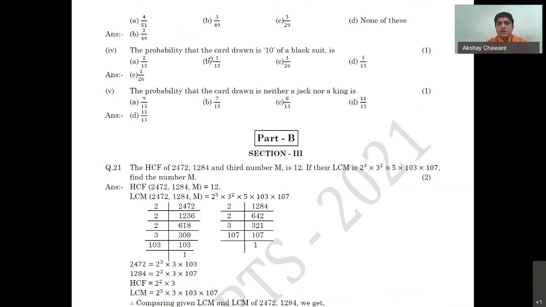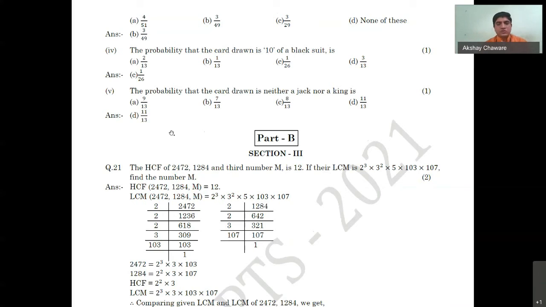The probability that the card drawn is a 10 of black suit. So 2 tens are there, and 2 by 52, that means 1 by 26. The probability that a card drawn is neither a jack nor a king. Neither a jack nor a king, so it will be 11 by 13. You have to exclude jack and king directly. So this was section 2, the case study based section.